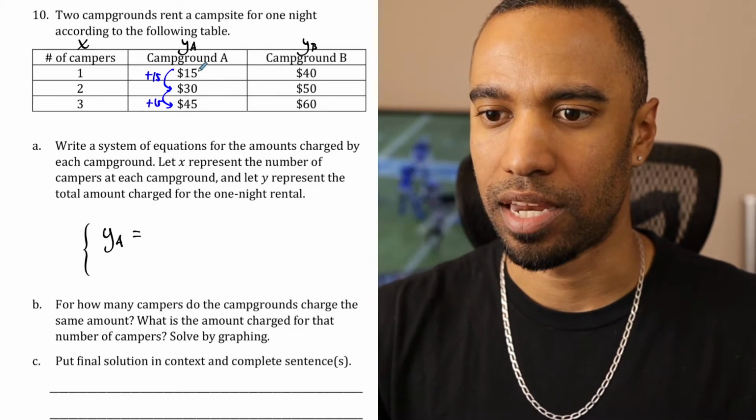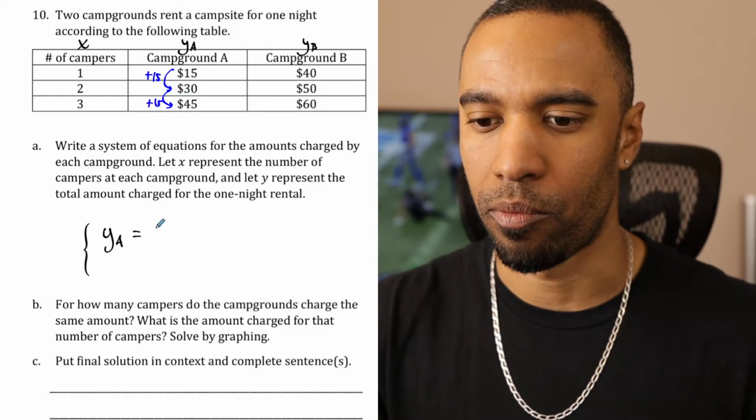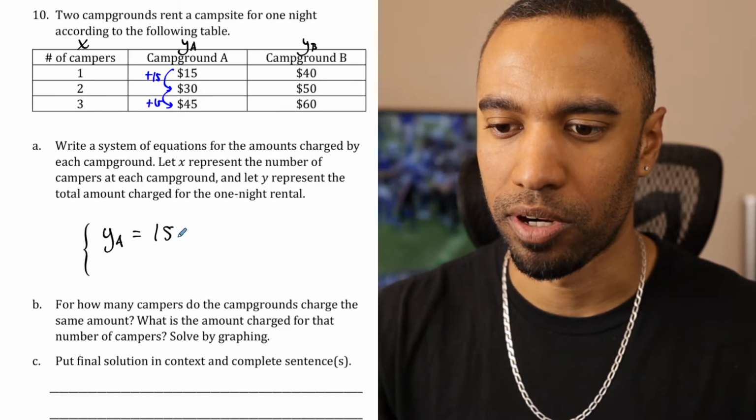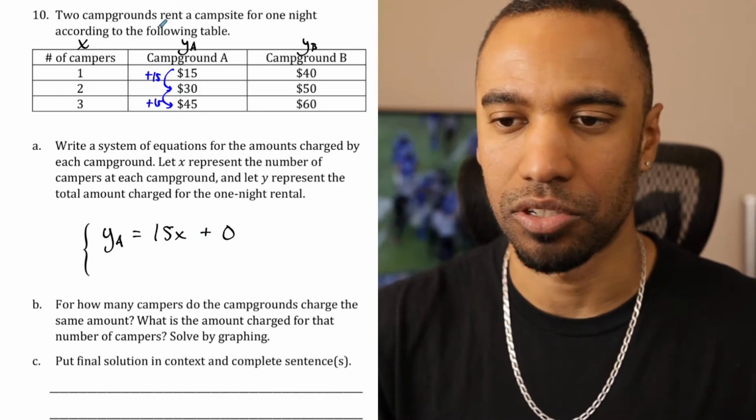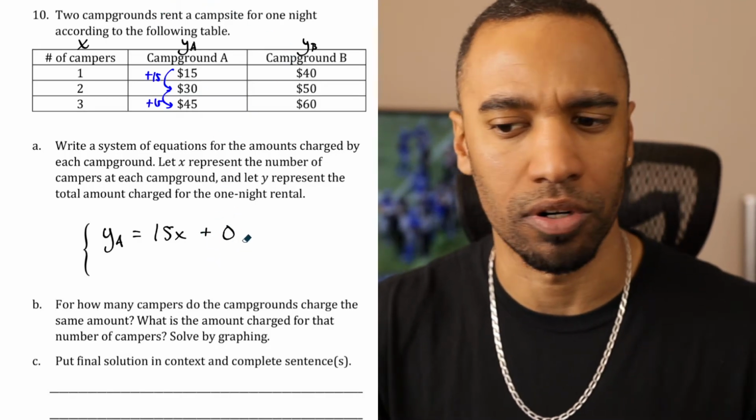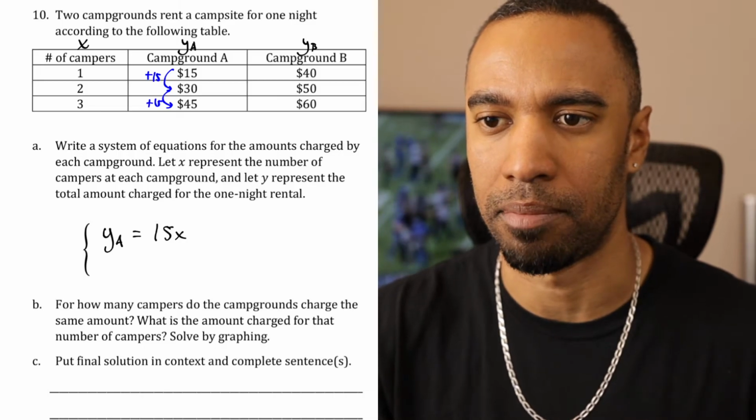So how do I write that equation? 15 is like my slope, my rate. That's $15 per camper times the number of campers. I could put plus 0 here to indicate that there's nothing added on top of that just for renting the site, but I'm not going to.